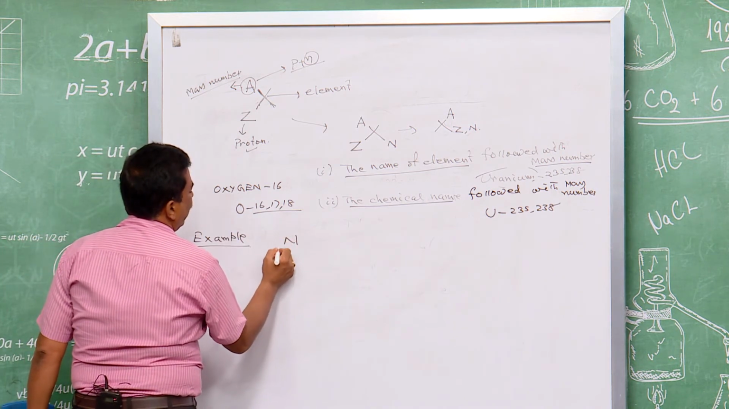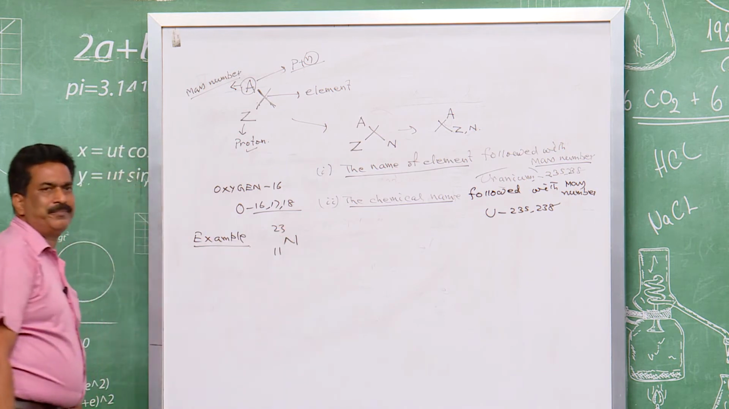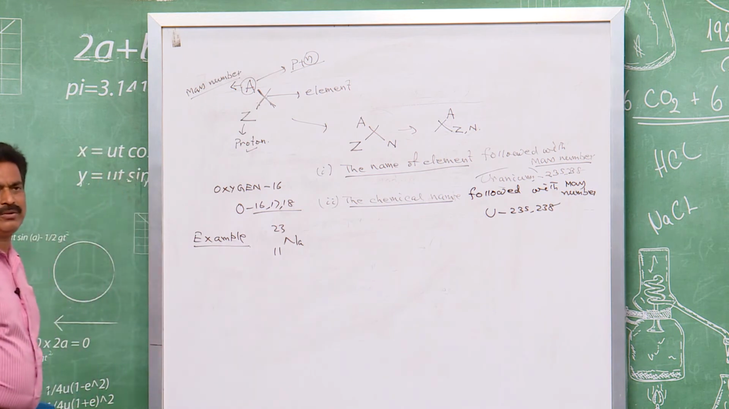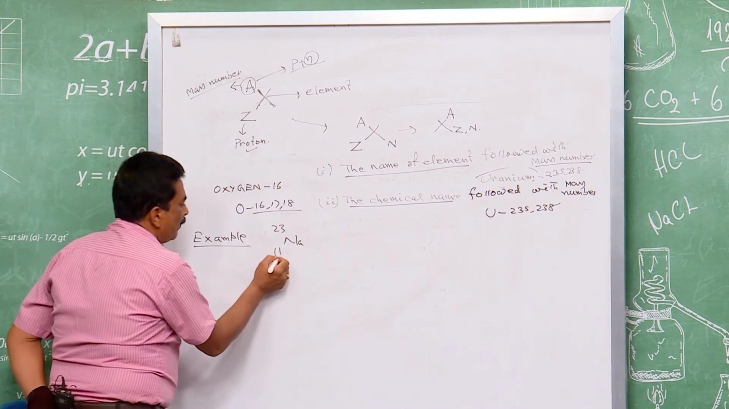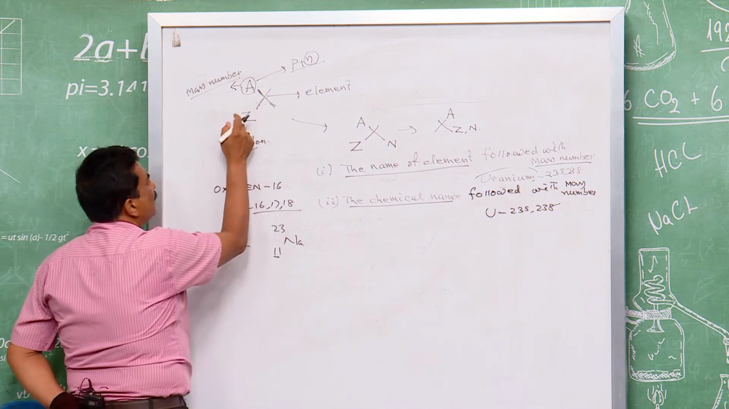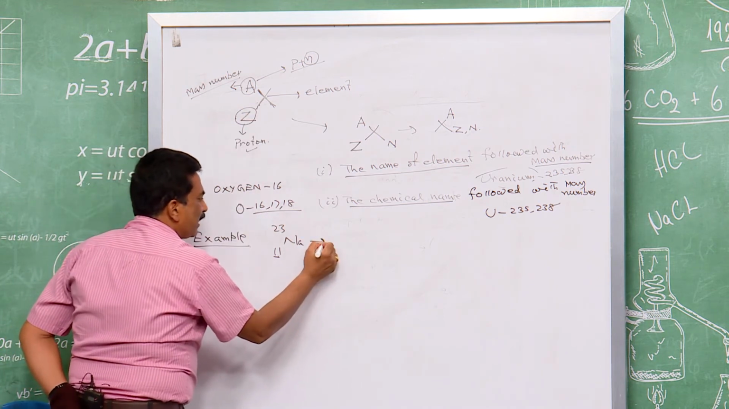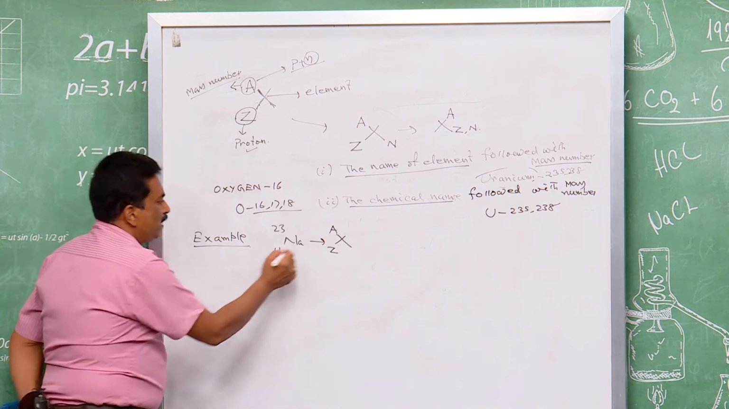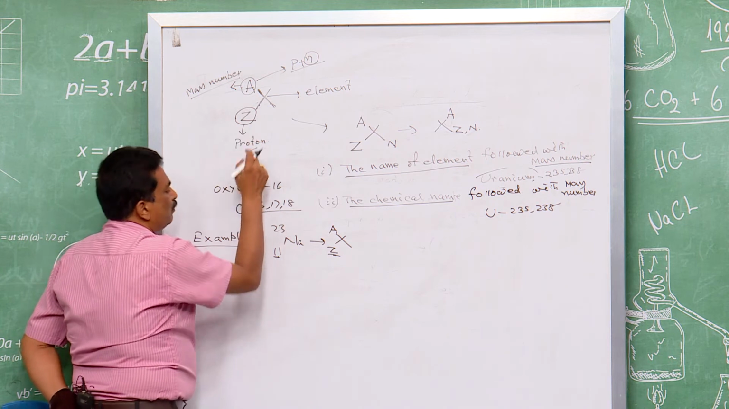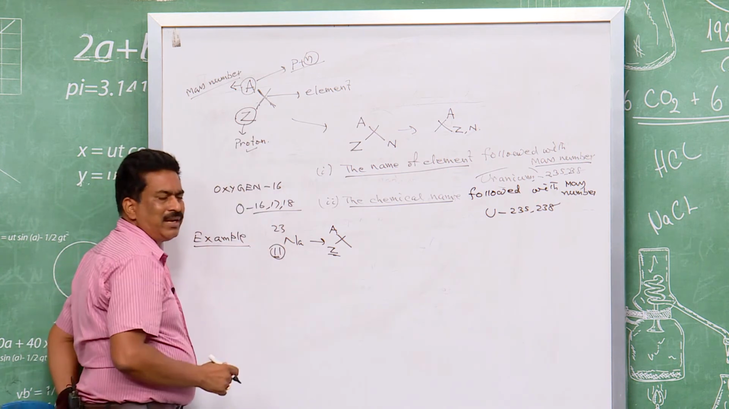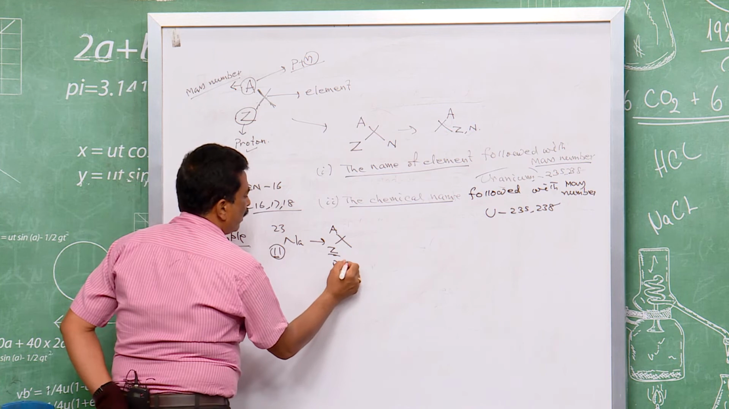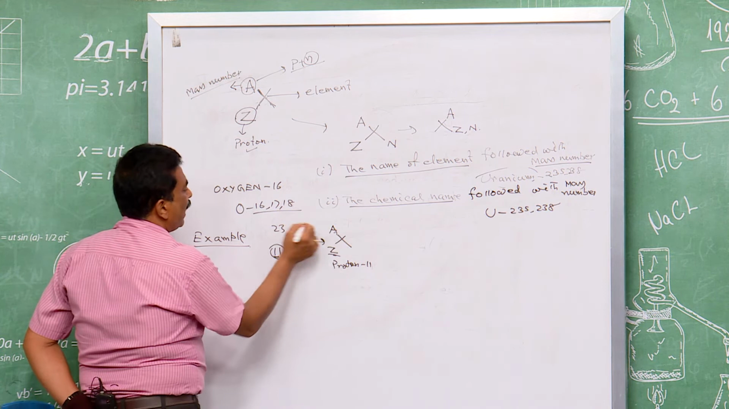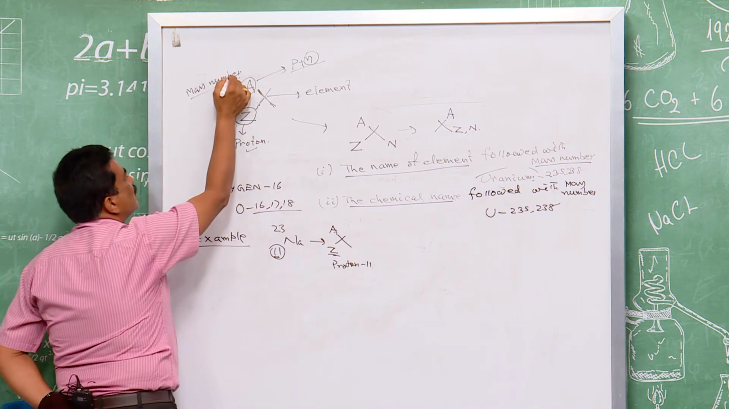Suppose I say Na 11, 23. So, this is Na, sodium, with 11 at the left side, that is the Z. So, this one can be written as X with Z and A. Clear? This is the Z. What is Z? Z is the proton number. So, the proton number is 11. Then comes here the A, you see A is 23. What is A? A is the mass number.